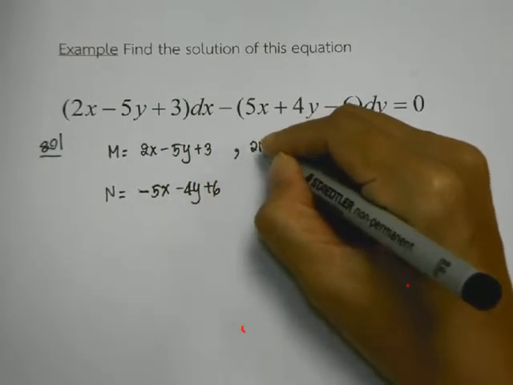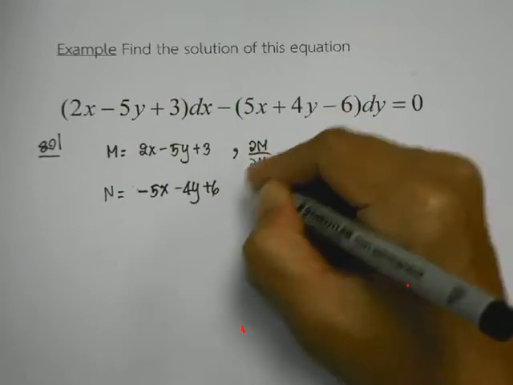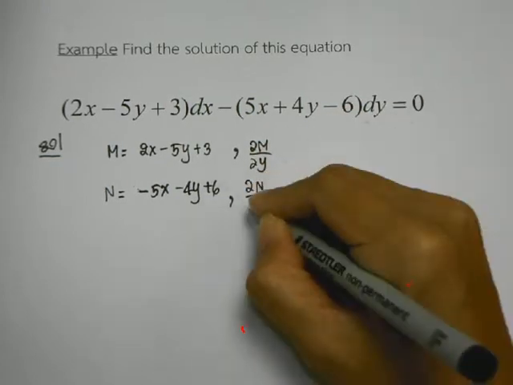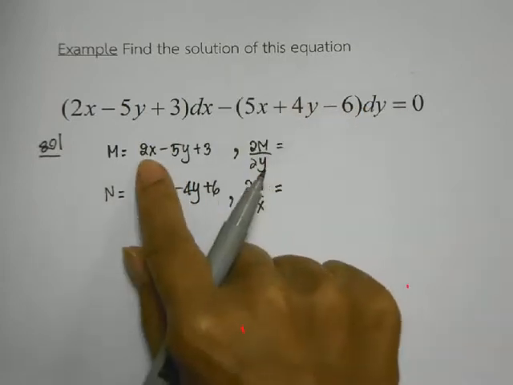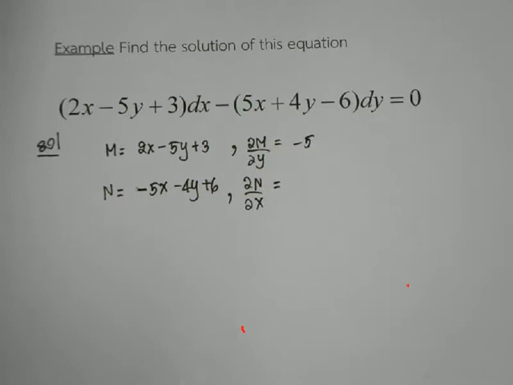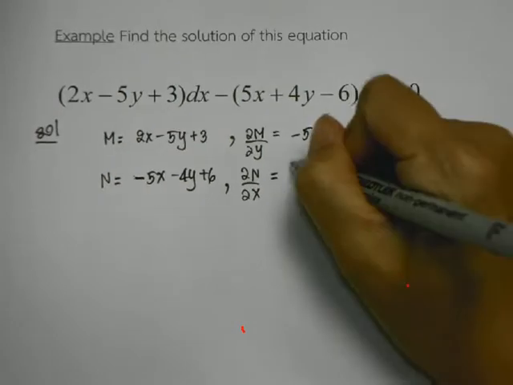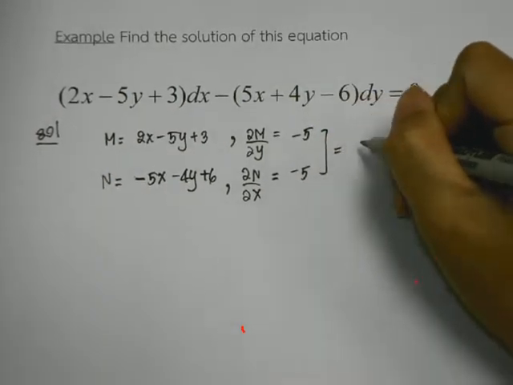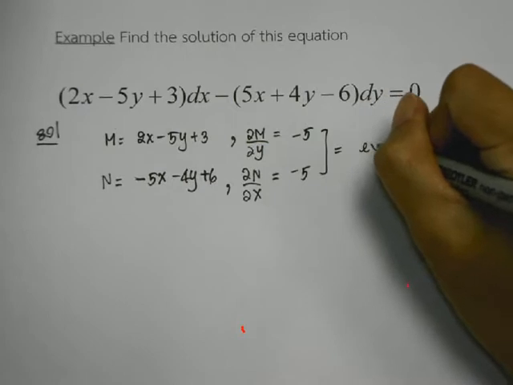You do derivative of M with y, and you do derivative of N with x. M to y equal to what? Negative 5. N to x equal to negative 5. So it is equal, then it is exact equation.